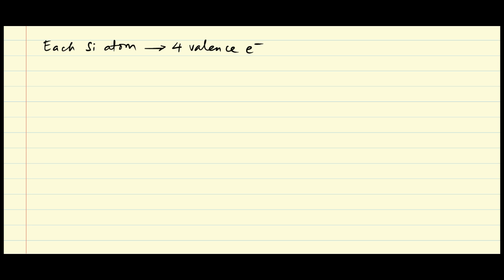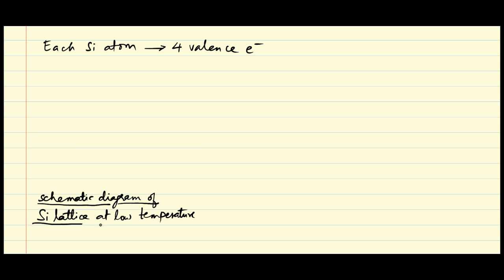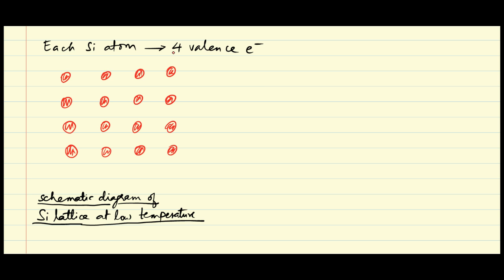Now in a silicon crystal, each silicon atom is covalently bonded with 4 of its neighboring atoms, and we can even draw the schematic diagram of a silicon lattice at low temperature as follows. To begin with, we draw the silicon atoms. Remember, this is a 2-dimensional representation of what ought to be a 3-dimensional lattice. So it's a schematic diagram, and between any two neighbors there is a covalent bond.